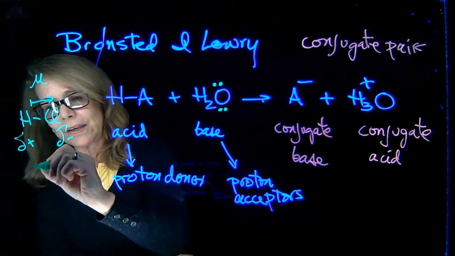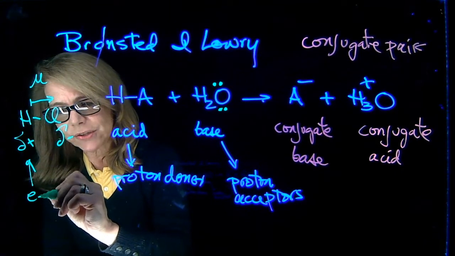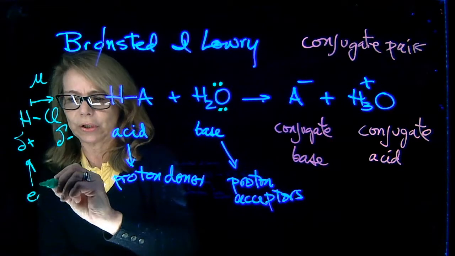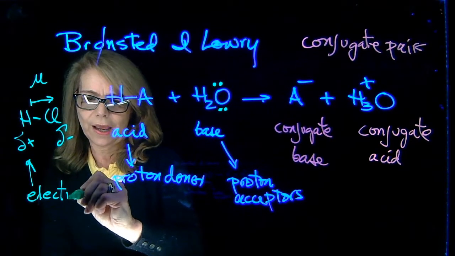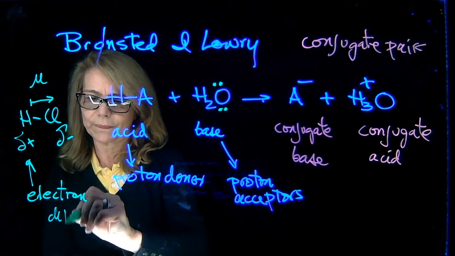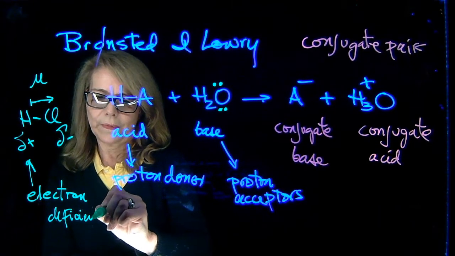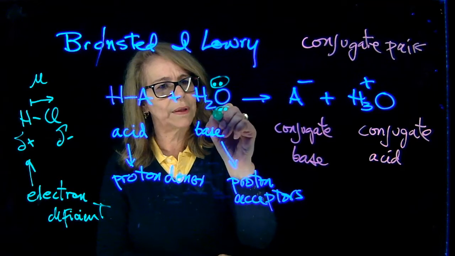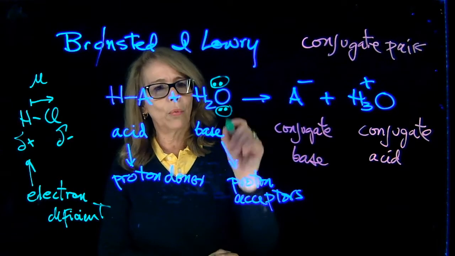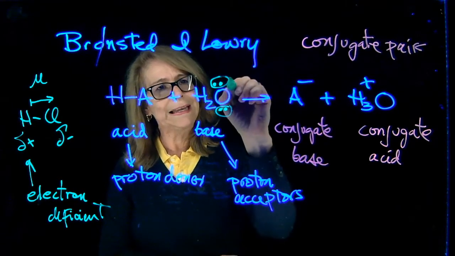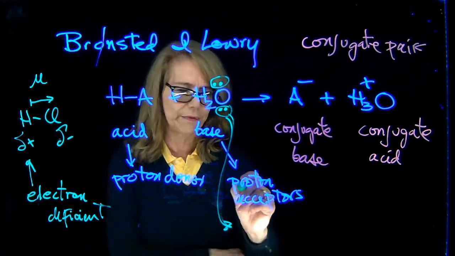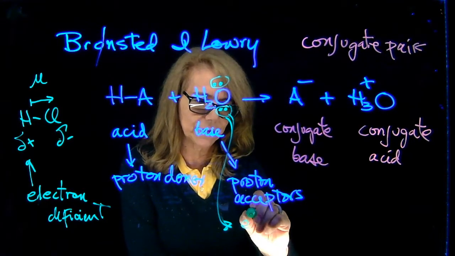Well, that means that here we have an electron deficient place in the molecule. And here we have a place with high electron density. Well, we're going to say that this is electron rich. So I'm going to draw this little arrow because we have that. This is electron rich.